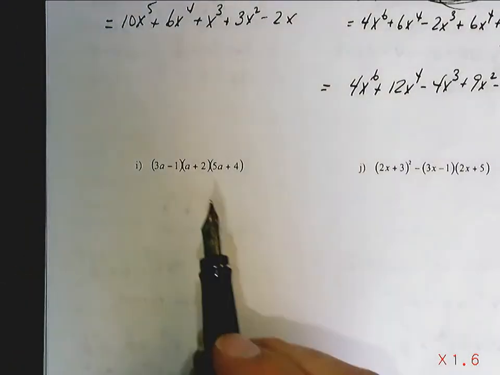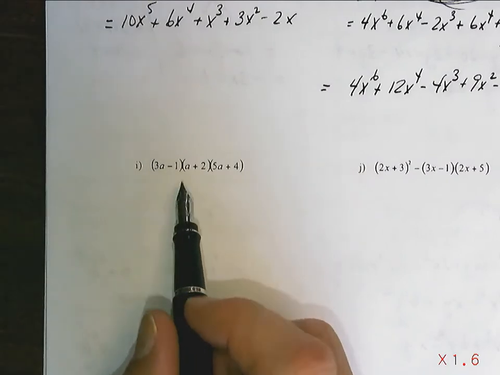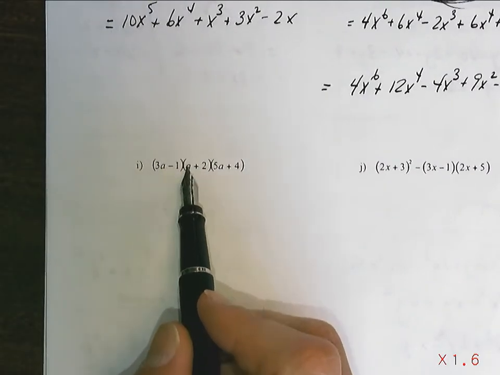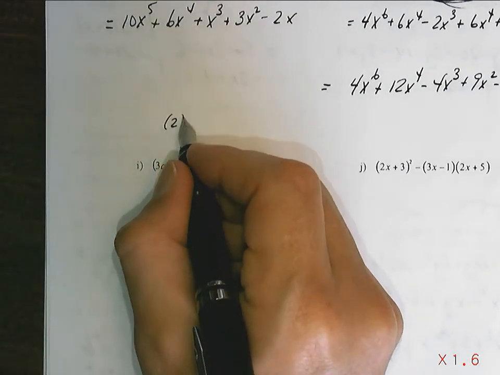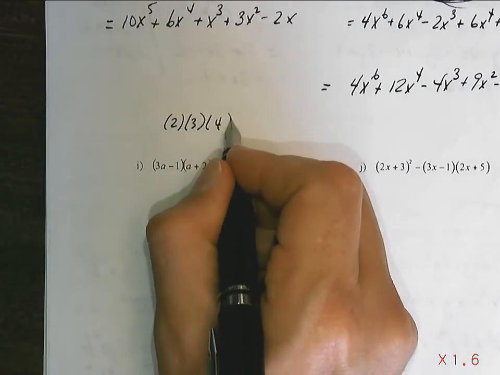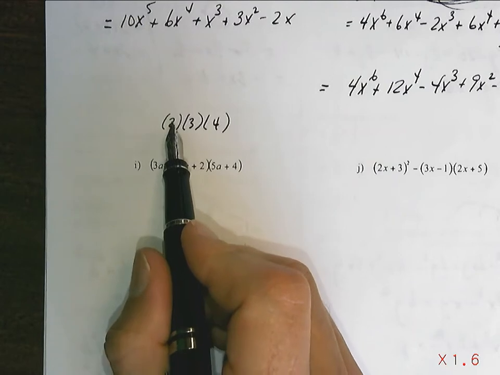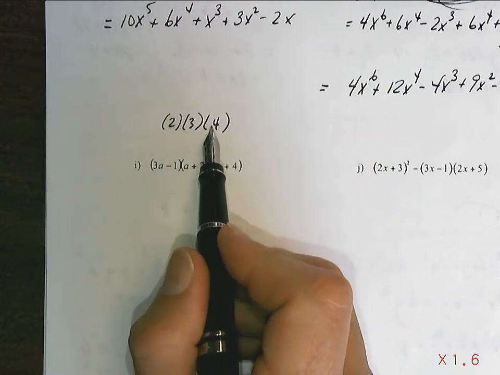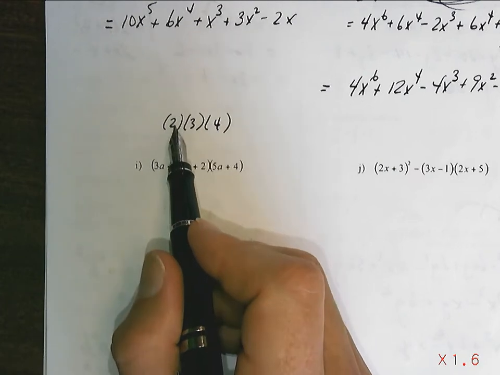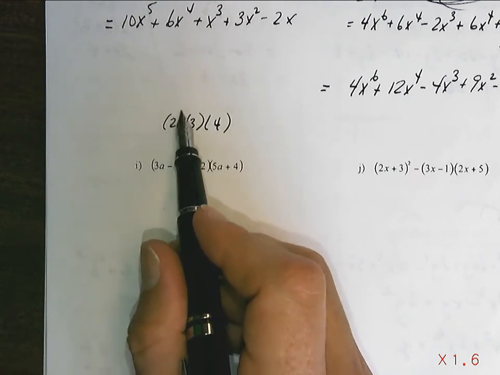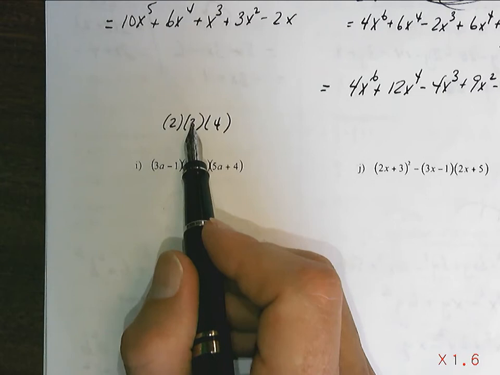Oh my goodness, you haven't seen this yet, but you should be able to handle it. I've got 3 things being multiplied together. It's the same as having 2 times 3 times 4. And what you do is you either do 2 times 3 to get 6, times 4 to get 24. You do 3 times 4 to get 12, times 2 to get 24. Or you can do 2 times 4 to get 8, 8 times 3 to get 24.